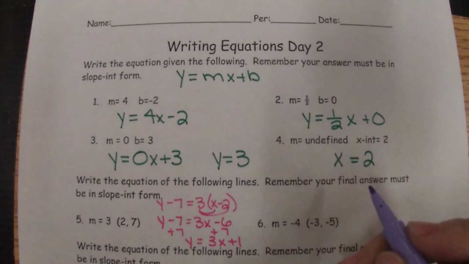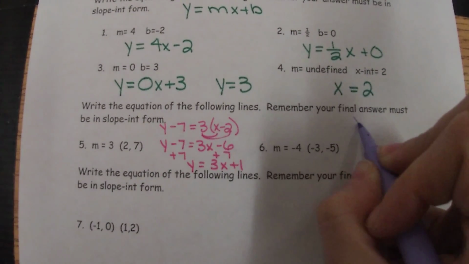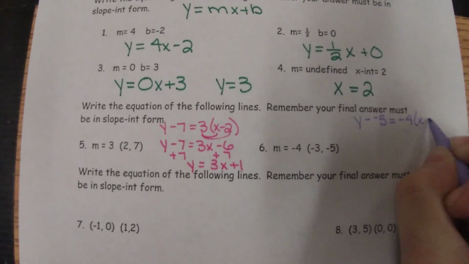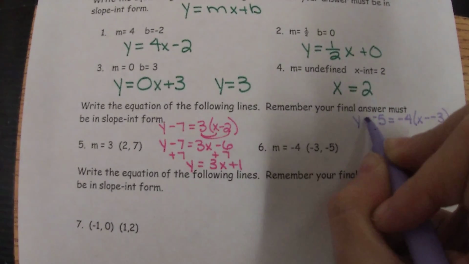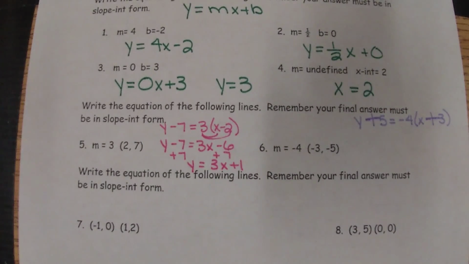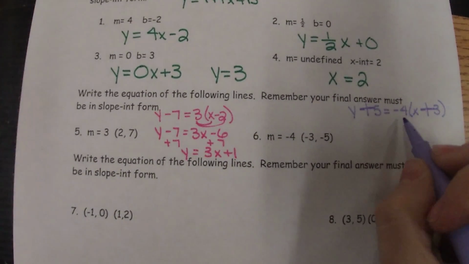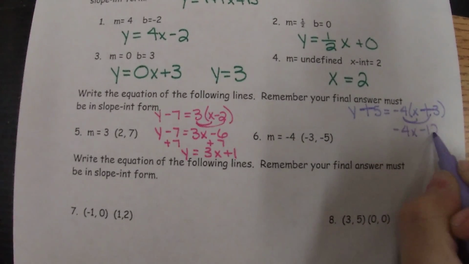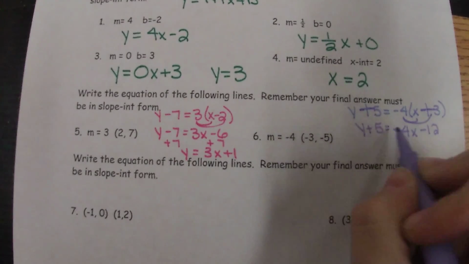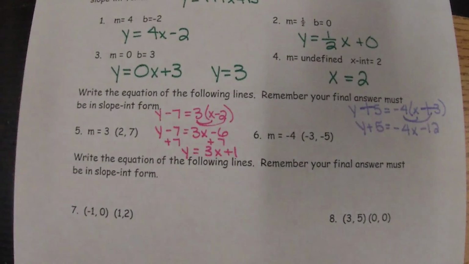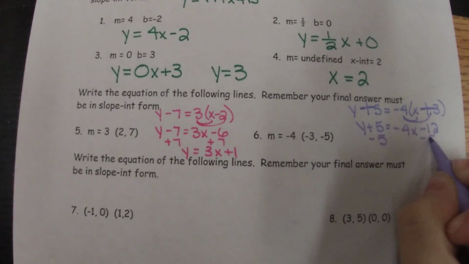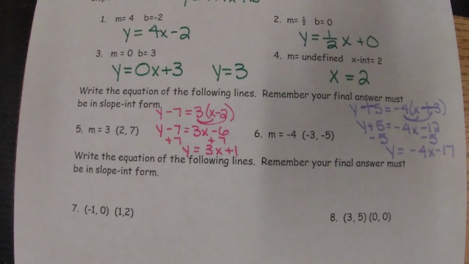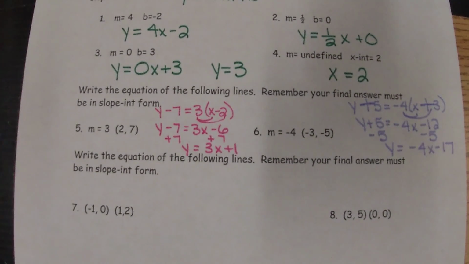Number 6, we plug this into point slope form. So we should have y minus -5 equals -4 times x minus -3. Those double negatives make a positive. So then we will distribute. So this will be a -4x minus 12. And we will undo adding 5 by subtracting 5. And we'll get y equals -4x minus 17.